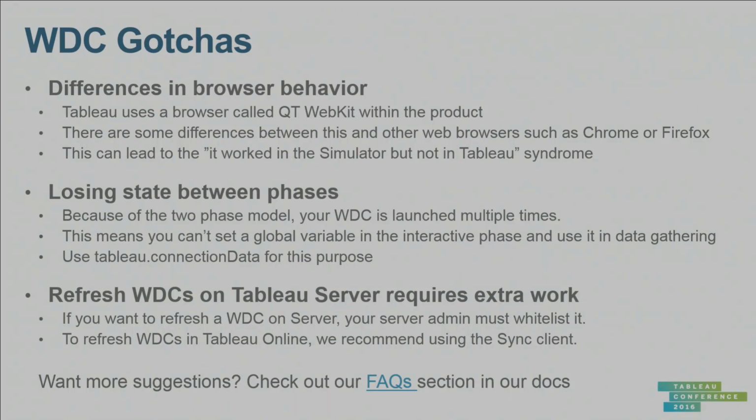The next thing I want to mention is the interactive phase and the gather data phase. They run in completely separate web browser instances. So what this means is that you can't have shared state between those two instances. For example, if I had stored a date filter in my interactive phase, I couldn't store that as a global variable and then use that later in the gather data phase. We have a separate property on the Tableau object that is intended to do just that. That's the tableau.connectionData property. It's all in our docs. I just want to call it out so you're aware.